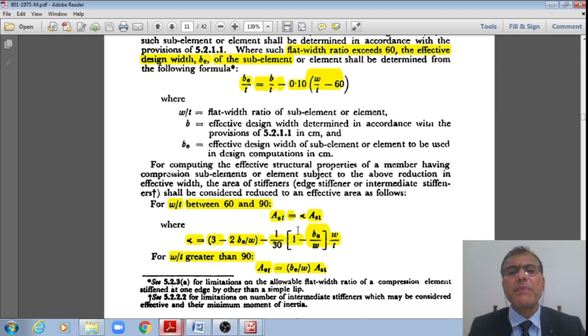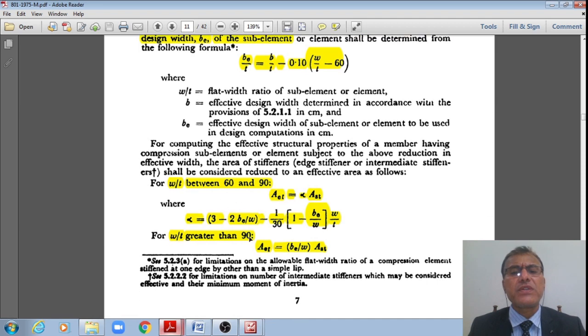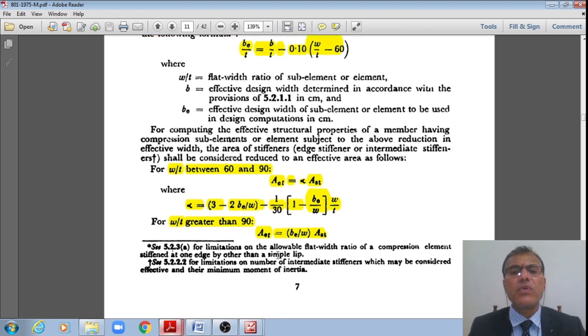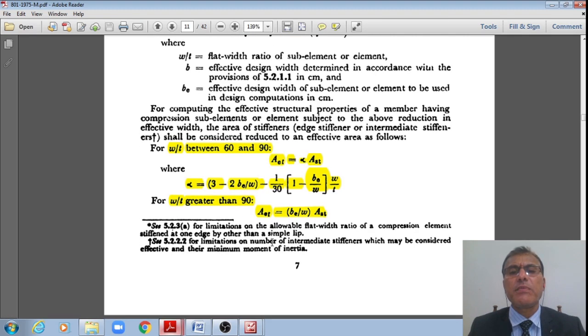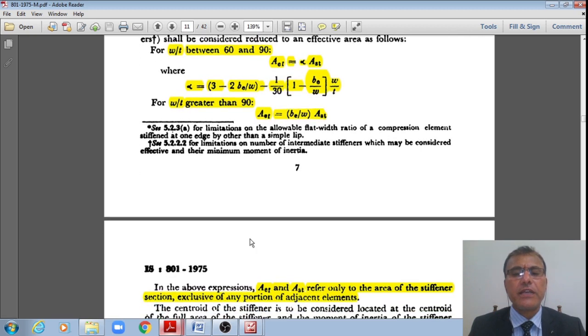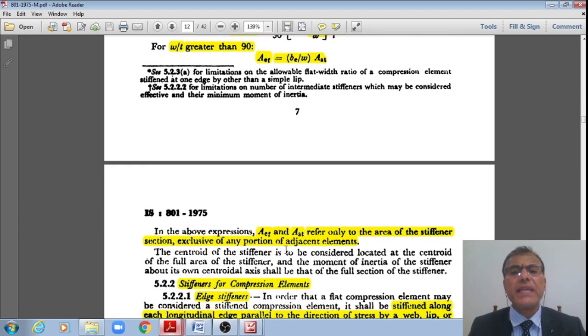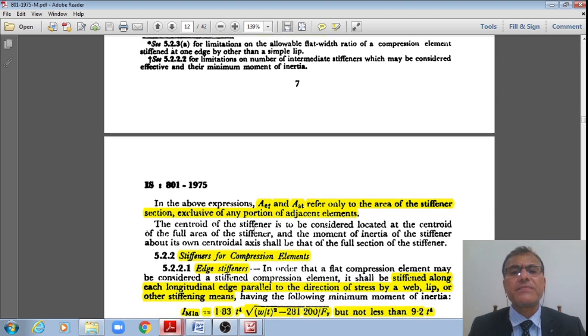AET is equal to alpha multiplied by AST, where alpha is equal to 3 minus 2 BE divided by W, 1 minus 1 by 31 minus BE divided by W multiplied by W by T, right? If W by T is greater than 90, then AET, that is the effective area, is equal to BE divided by W multiplied by AST, right? Now, in these expressions AET and AST refer only to the area of the stiffener section exclusive of any portion of adjacent elements, right?